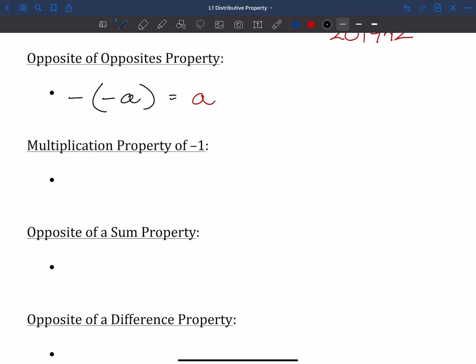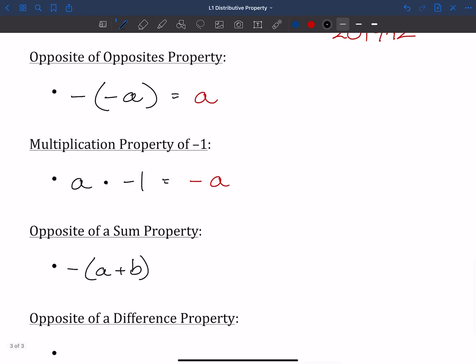We've also got this multiplication property of -1. If I take something A and I multiply it by -1, that's just going to give me the same thing, but negative, right? It's just going to give me the opposite. If we're talking about the opposite of a sum, right, that's talking about if you have a case like this, where it's the negative of, and then in parentheses, A plus B.